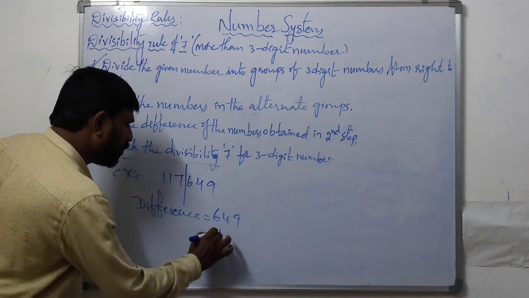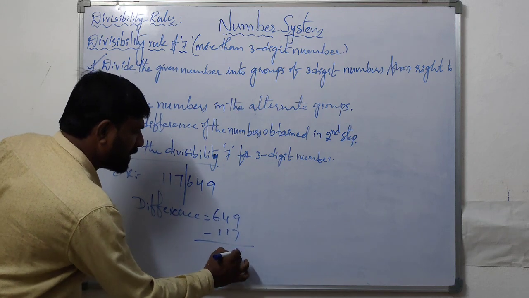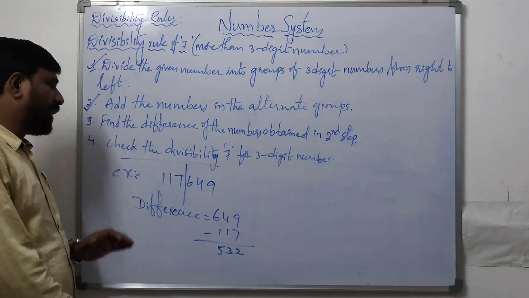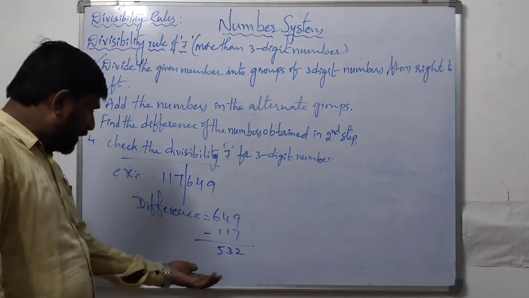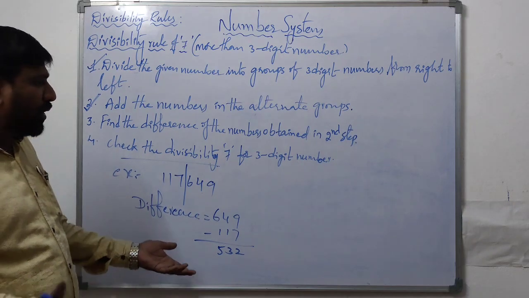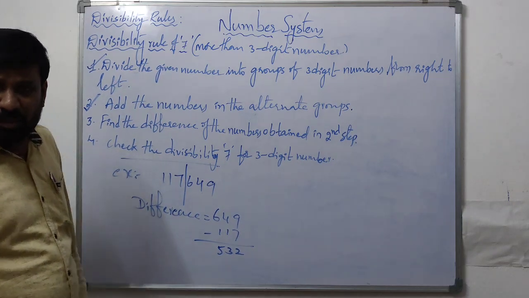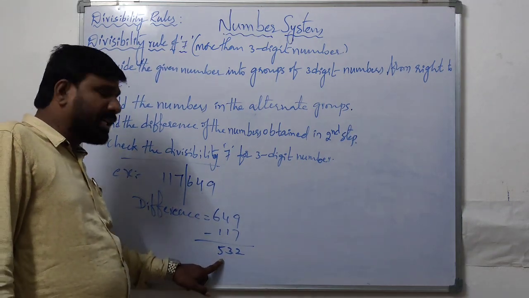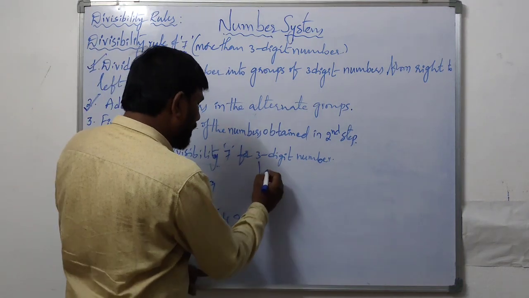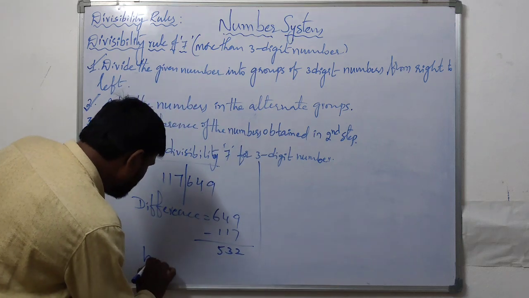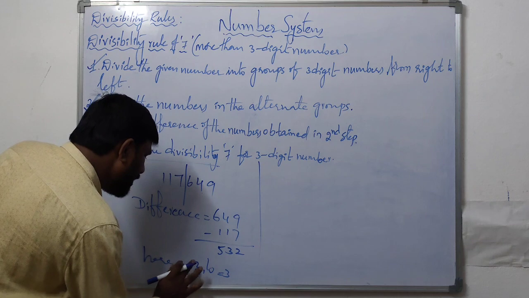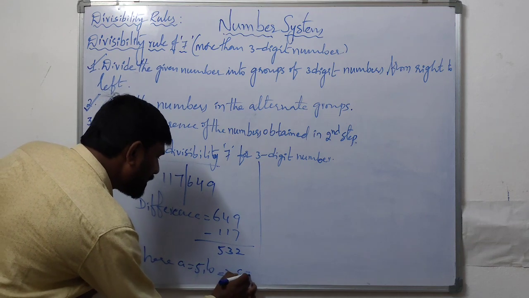649 minus 117. 9 minus 7 is 2, 4 minus 1 is 3, 6 minus 1 is 5. 532, you got it, right? Now the 6-digit number has been reduced to a 3-digit number. Already we know how to check whether a 3-digit number is divisible by 7. The rule is 2a plus 3b plus c. Here a is 5, b is 3 and c is 2.